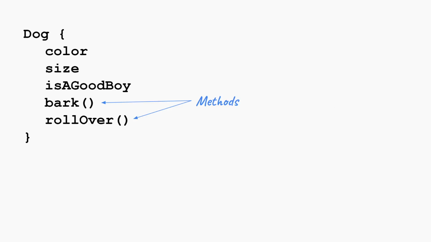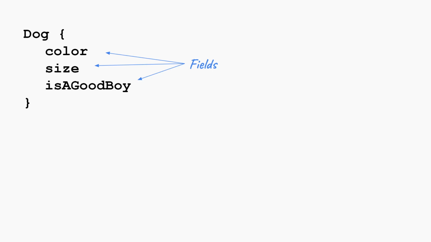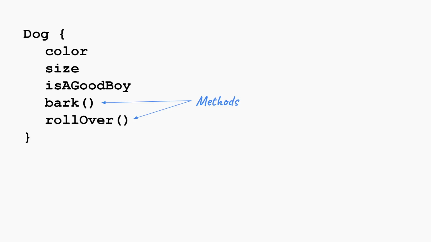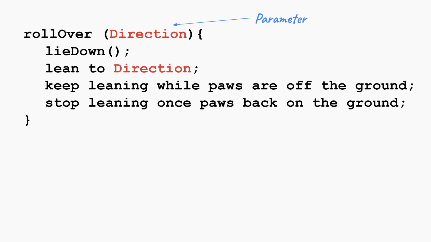So here's an example. Again, to go back here, we've got our dog class with fields describing it, methods describing actions it can do, and those actions can be broken down into more granular steps that are executed when the method is called from our code.